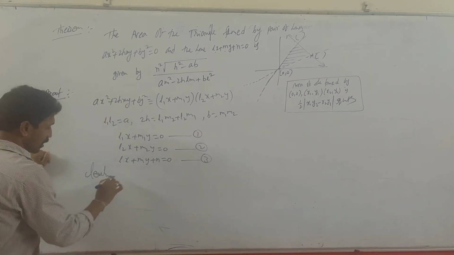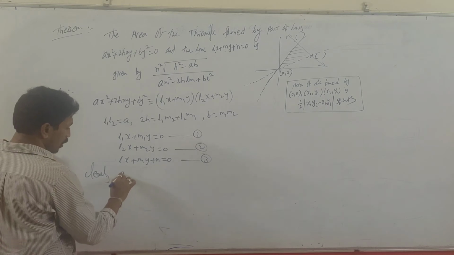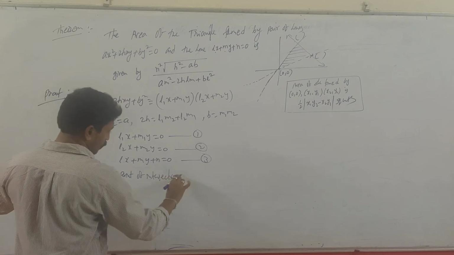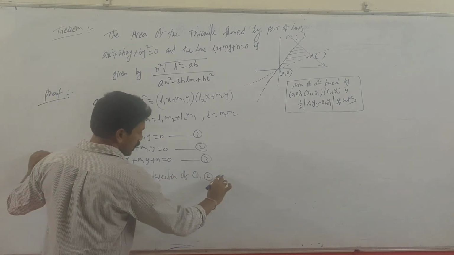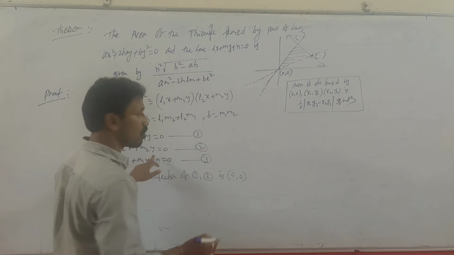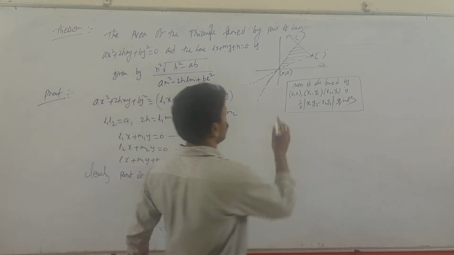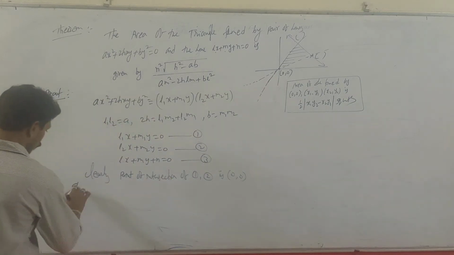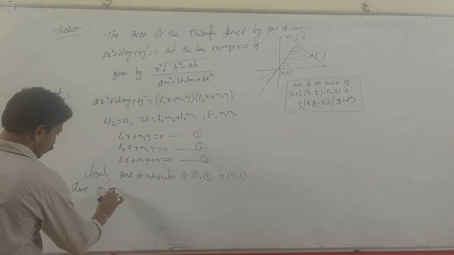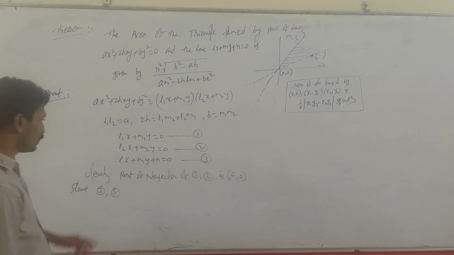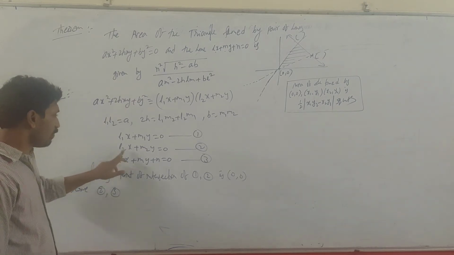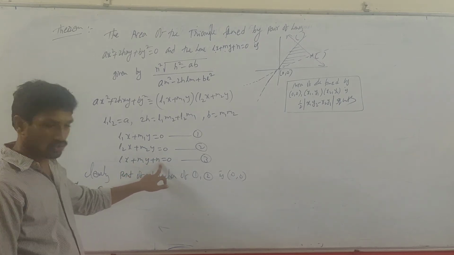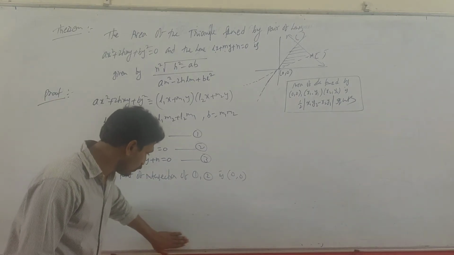Clearly, the point of intersection of 1, 2 is the origin only, because there is no constant. So both will be passing through the origin. Next, solve 2, 3. How can you solve this one? L2x plus M2y is equal to 0, and Lx plus My plus n is equal to 0. You can solve this one by using this method.